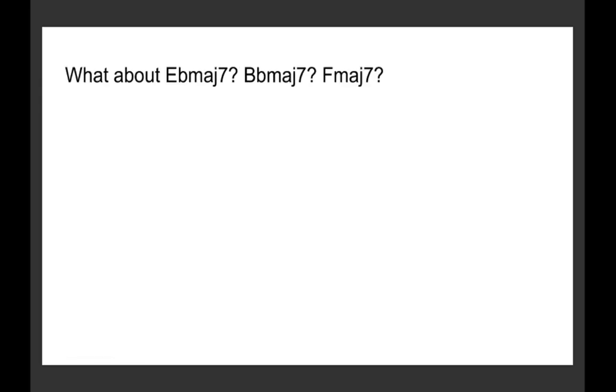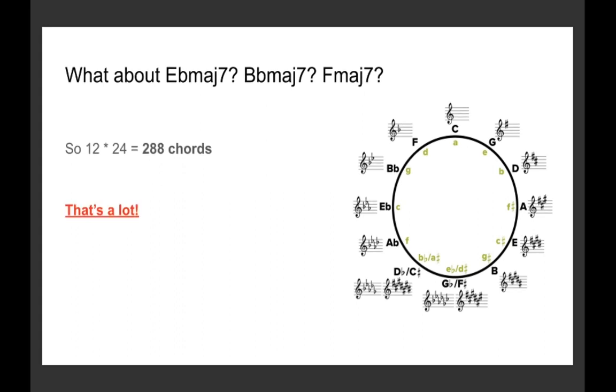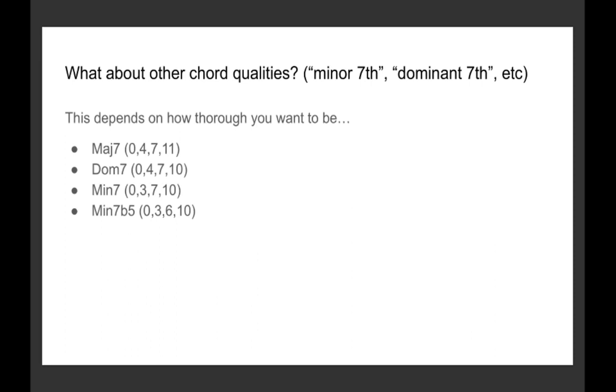Okay, so what about E flat major 7 though? What about B flat major 7 or F major 7? Well, just because you get the 24 voicings of our starting point A flat major 7, there are 12 keys. So we have to go through B, E, A, D, G, etc. Here's the circle of fifths, and if we multiply the 24 voicings by the 12 keys, we get 288 chords. That's a lot of chords already. But to make this even worse, or even better, depending on how you look at it, we can do different chord qualities.